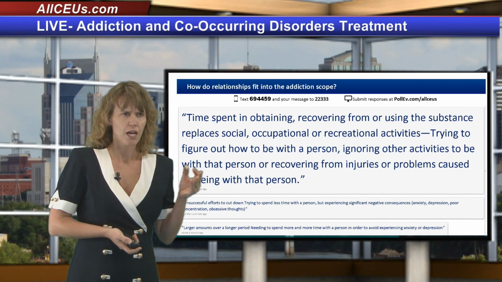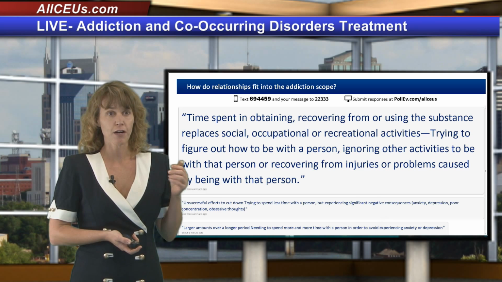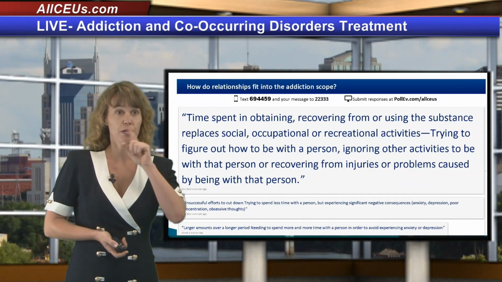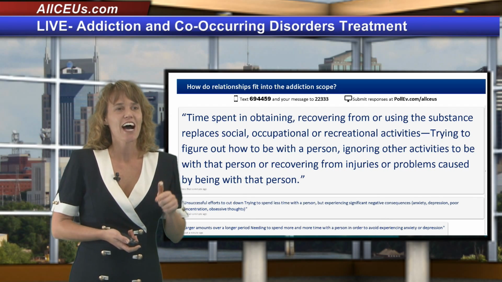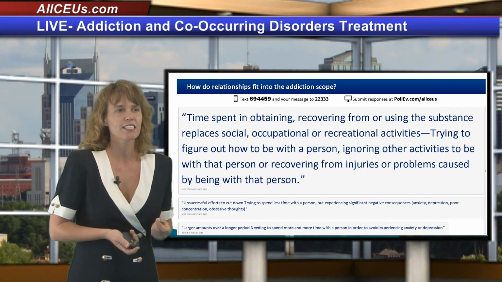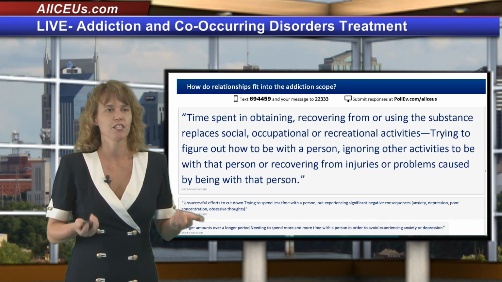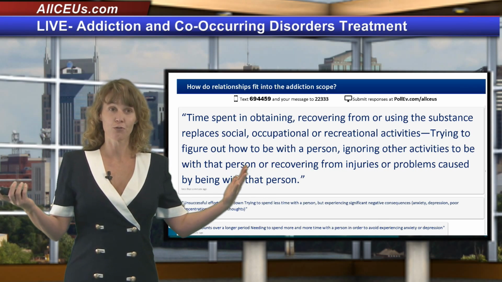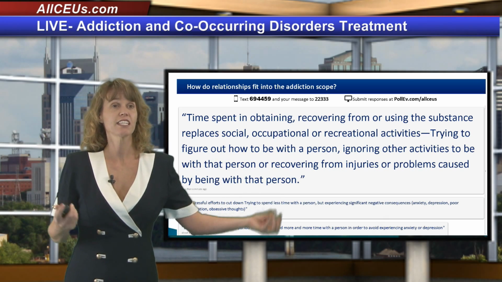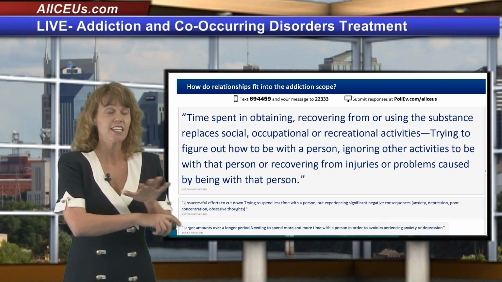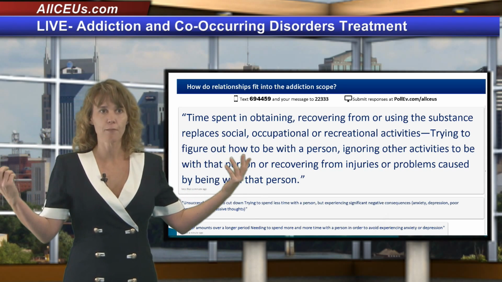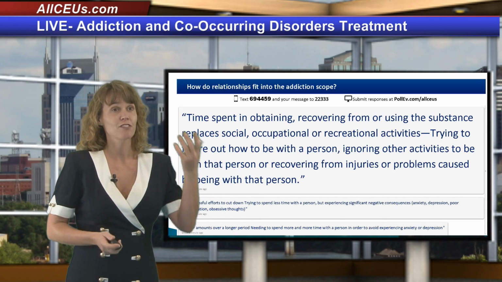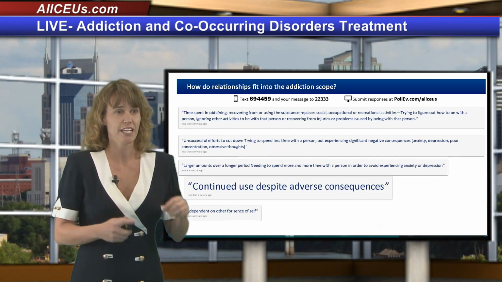Ooh, this is a long one. Time spent obtaining, recovering from, or using the substance replaces social, occupational, or recreational activities. Trying to figure out how to be with the person and ignoring other activities to be with that person, or recovering from injuries or problems caused by being with that person. So basically, your entire life revolves around spending time with the significant other, doing whatever that significant other wants at the expense of your hobbies, recreations, and friends. And if it's a violent relationship, maybe recovering from injuries sustained from that relationship.